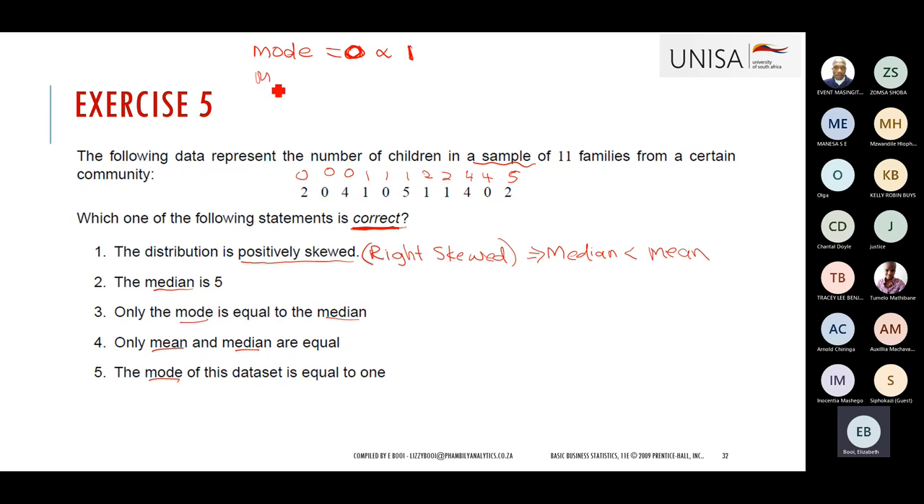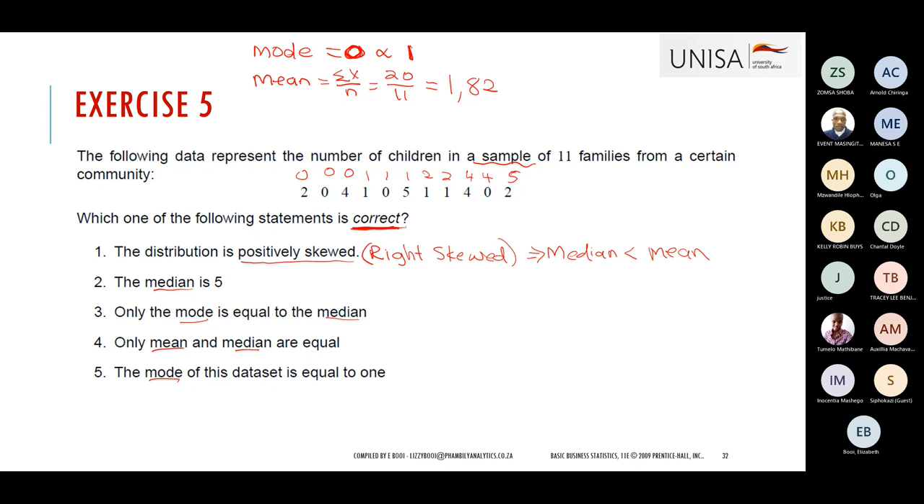Let's calculate the mean, which is also an easy one. The mean is the sum of all of them divided by how many there are. So add all of them: 3 plus 8 plus 5, which is 20, divided by 11 values. 20 divided by 11 is equal to 1.82.